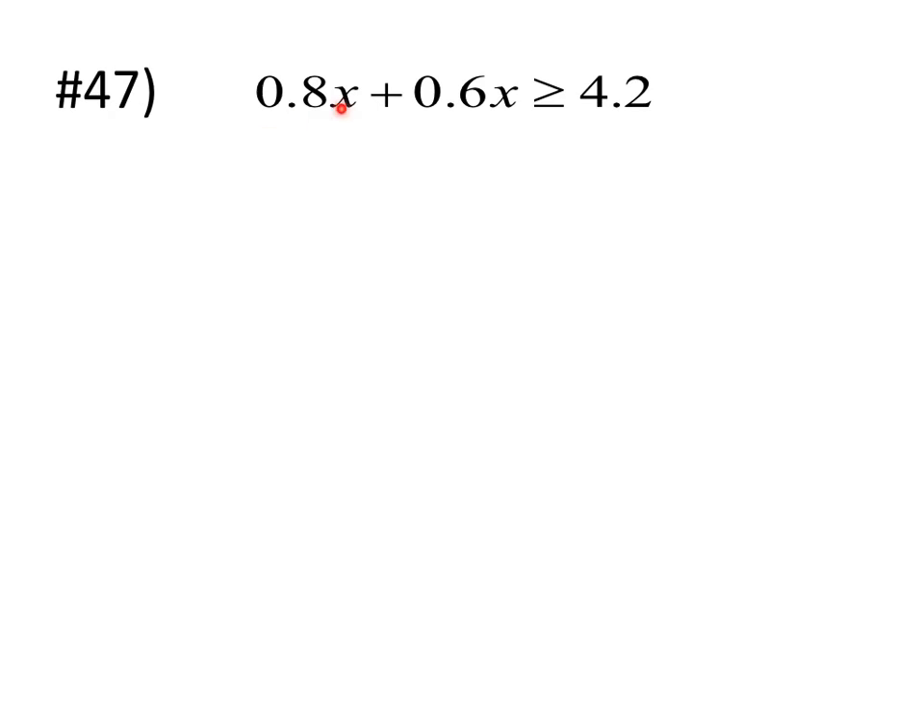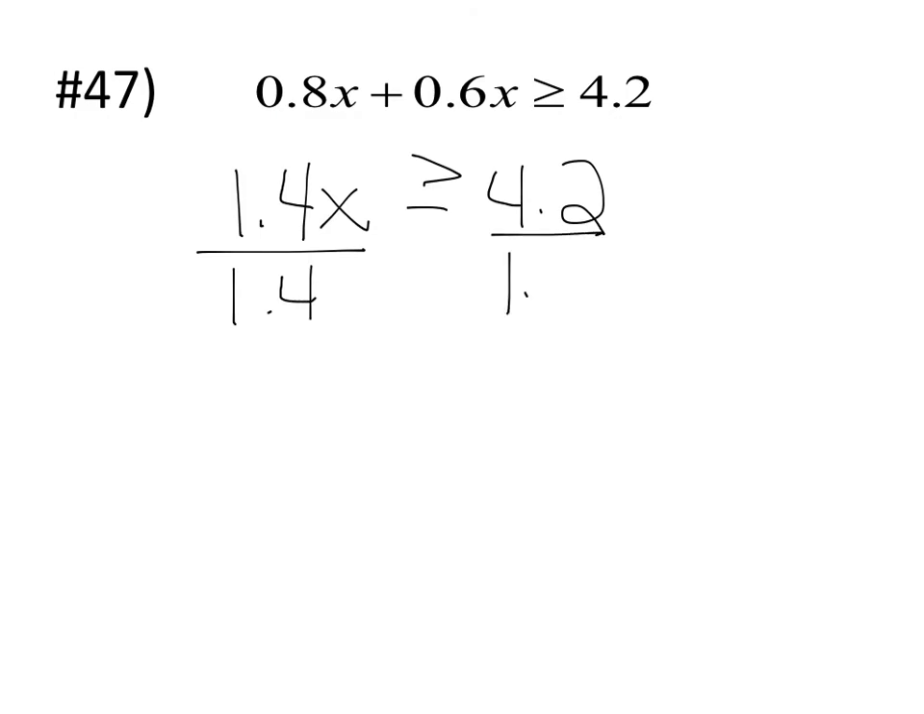All right. First things first, we're going to combine our like terms here. We have 0.8x plus 0.6x, which is 1.4x, is greater than or equal to 4.2. We're going to divide both sides by 1.4. Can't do that one in my head, so I'm going to use my calculator for that one. So I've got 4.2 divided by 1.4, which is going to give me 3.